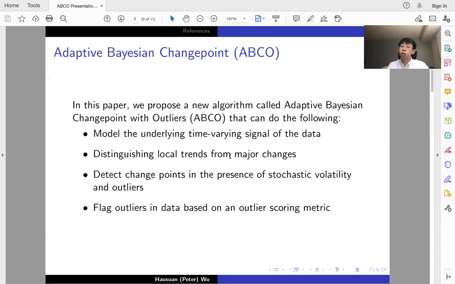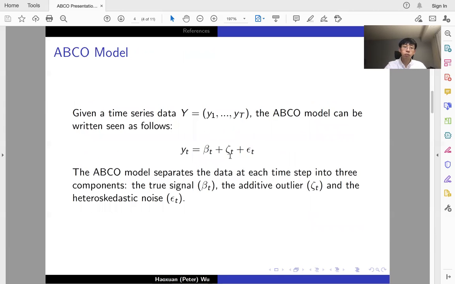This algorithm can model the underlying time varying signal of the data, distinguish local trends from major changes, detect change points in the presence of stochastic volatility and outliers, and flag outliers based on an outlier scoring metric. So it's really a robust method that can work well in a variety of settings and extend the application of change point analysis. To introduce the model, suppose we're given a time series y1 to yT. The ABCO model decomposes the time series into three different components: a trend component beta t, an outlier component zeta t, and a noise component epsilon t. We'll introduce each of these components.